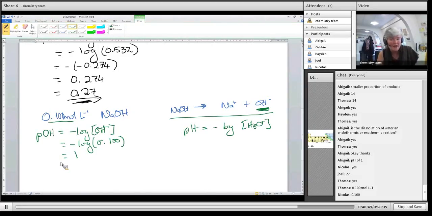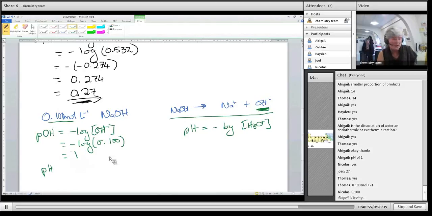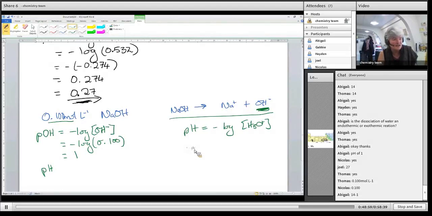So how can I find out the pH from my pOH? And this is the other equation you should really know, is that the pH plus the pOH is equal to 14. Correct, Abigail, you got it there. So the pH is equal to 14, subtract the pOH, which is equal to 14, subtract 1, and so the pH is 13.